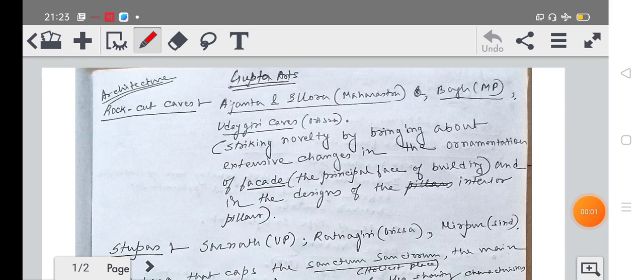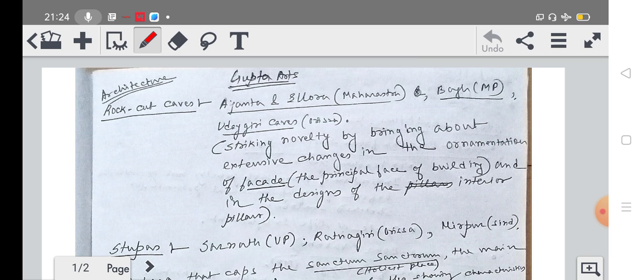Welcome students. Today we will learn about Gupta arts, which consist of architecture part and sculpture part. So we start our lesson. It is the gist collected from Krishna Reddy Indian history book.